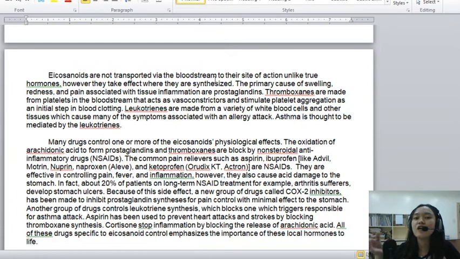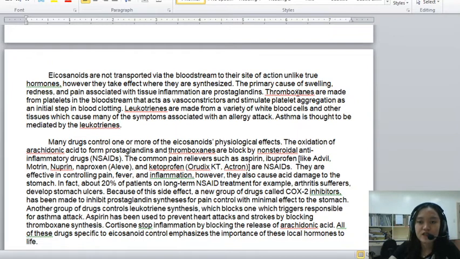Doon sa area kung saan merong infection and allergic reaction. So, diretso na sila, direct, kung saan sila na-synthesize or produce, doon din sila magkakaroon ng action. Unlike sa inyong true hormones na kailangan pang dumaan ng bloodstream, dadalhin sila ng bloodstream doon sa area na may need ng action. So the primary cause of swelling, redness, and pain associated with tissue inflammation is your prostaglandins.